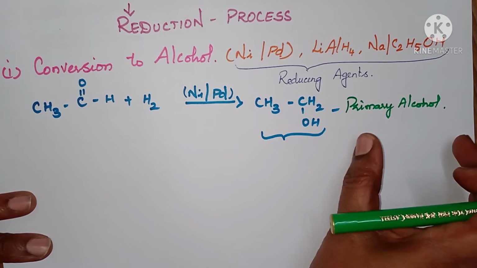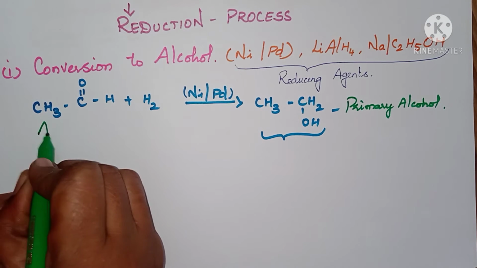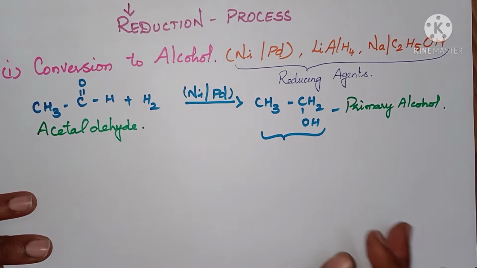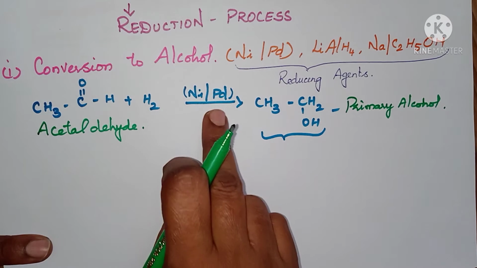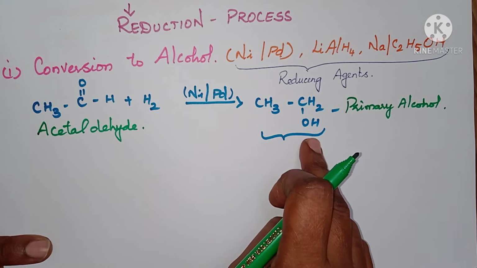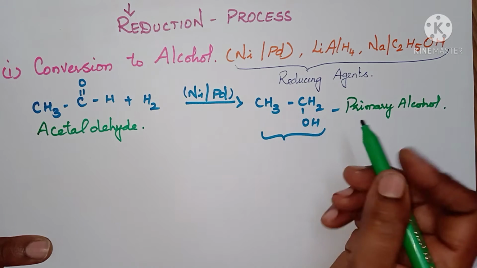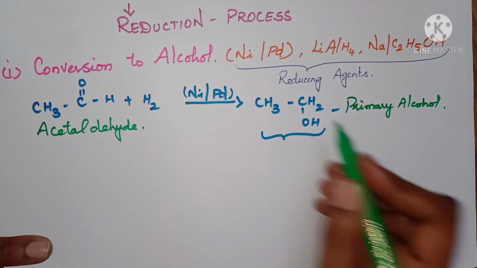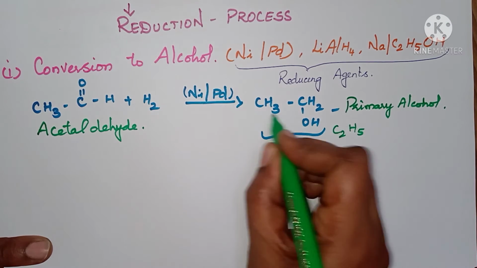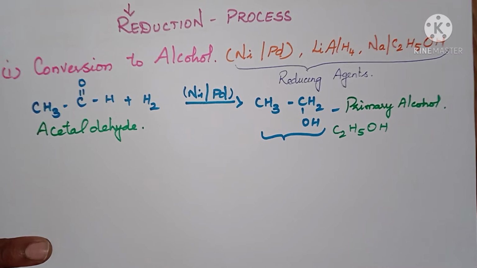So how do we get alcohol through the reduction process from aldehyde? What is this? Acetaldehyde. This is the way they may ask the question. So acetaldehyde is reduced in the presence of nickel and palladium. We are getting ethyl alcohol. Two carbons are available, so naturally C2H5OH. This is the way you can also write it. So we are getting a primary alcohol.